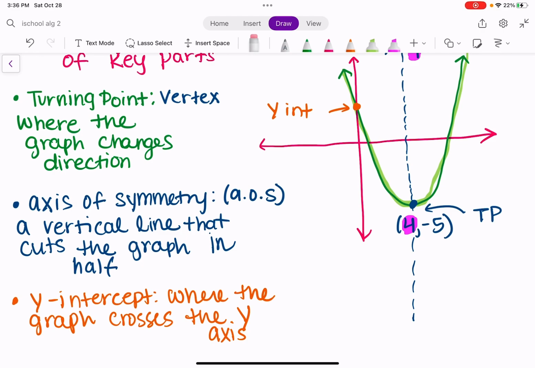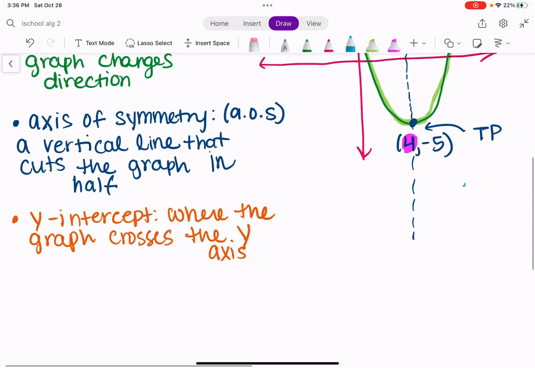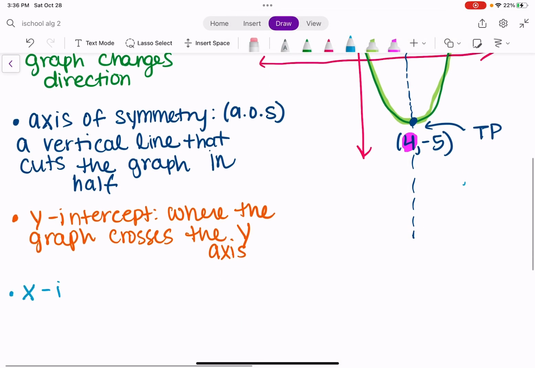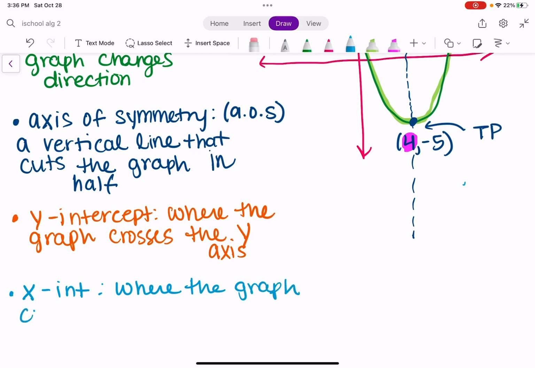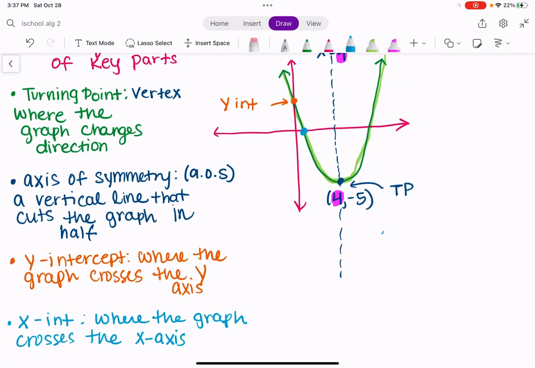And along with y-intercepts, we also have our x-intercepts, right? So our x-intercepts, kind of the opposite, is where the graph crosses the x-axis. So if you notice, this isn't always true, but here we have actually two x-intercepts, right? Because it's crossing the x-axis twice. So this is what we would call the x-intercepts. There's two of them, okay?